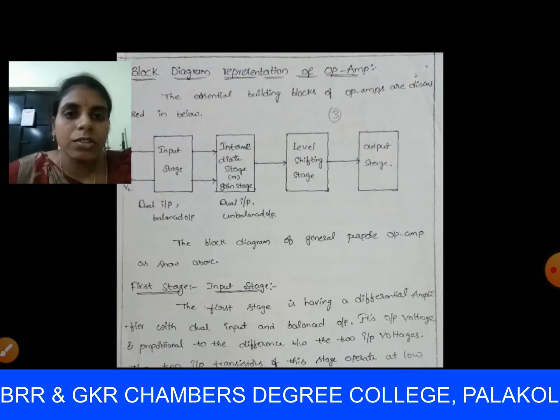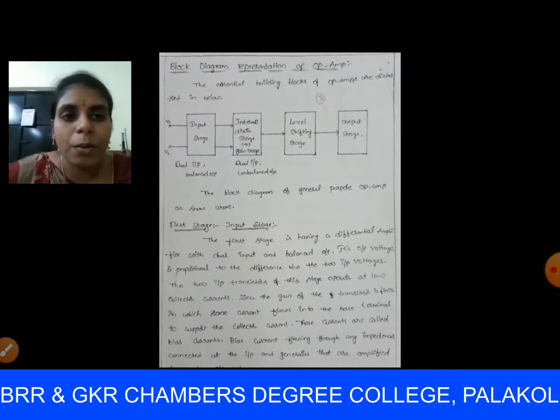The block diagram has 4 main parts, and we are explaining them one by one. The input stage has dual input and balanced output, and the intermediate stage has dual input and unbalanced output. Dual input means two input terminals, and balanced output means the output is taken across the two terminals.